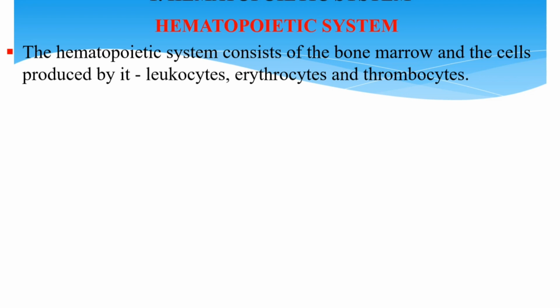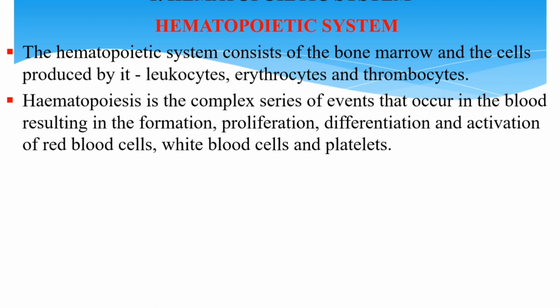Hematopoietic system consists of the bone marrow and the cells that are generated at the bone marrow. That is to say, bone marrow is the place where RBC, WBC and thrombocytes are generated. So, hematopoietic system includes the place of generation as well as the products, that is leukocytes, erythrocytes and thrombocytes.